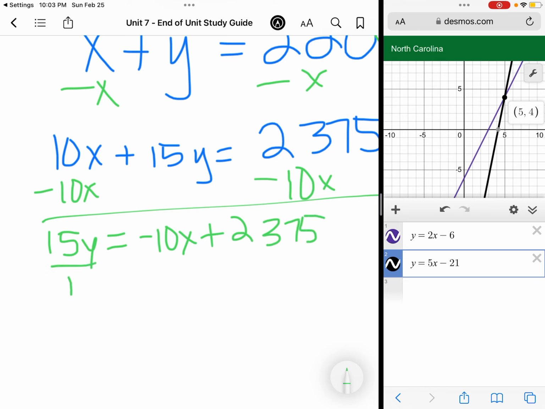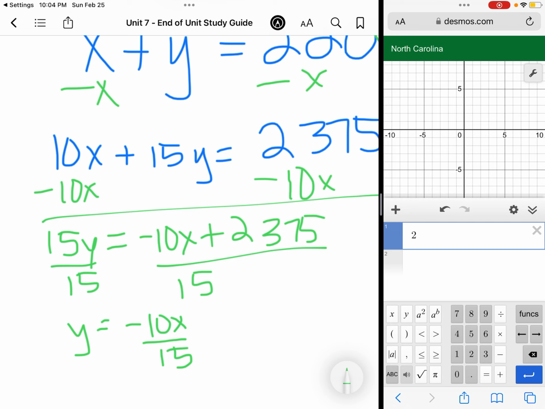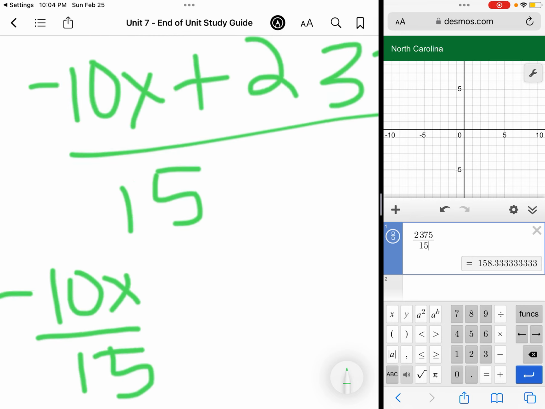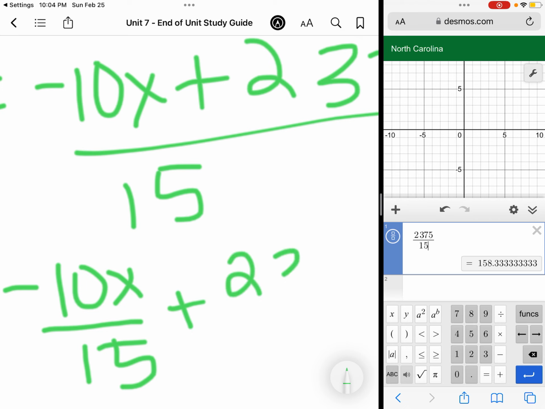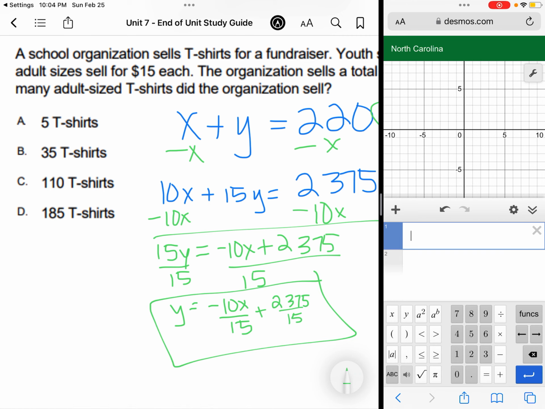Then divide by 15. I know that y equals negative 10x divided by 15, because that's going to leave a decimal and we don't want decimals. So then we're going to do 2,375 and we're going to see if it's divisible by 15. I think it is. Oopsie, that's not the right number, 15. Nope, it's not. So we're just going to go 2,375 divided by 15. Okay, and we're going to plug that into our graphing calculator here.